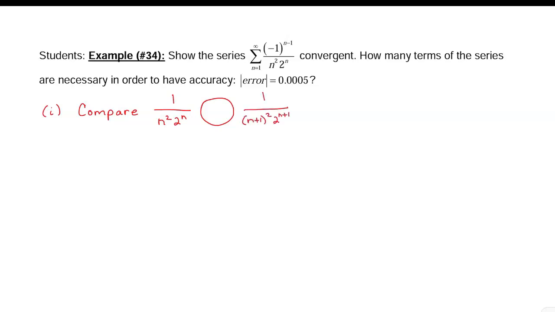I can tell that the nth term denominator is smaller than the next term's denominator. So if this denominator is smaller, that means the whole fraction is bigger.